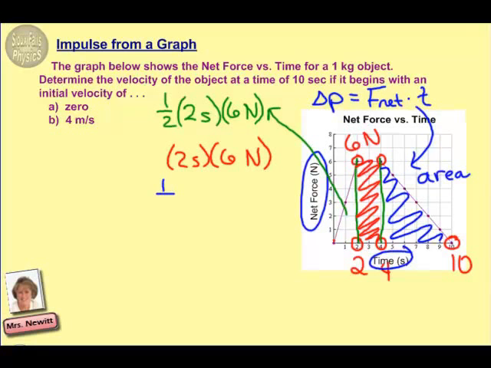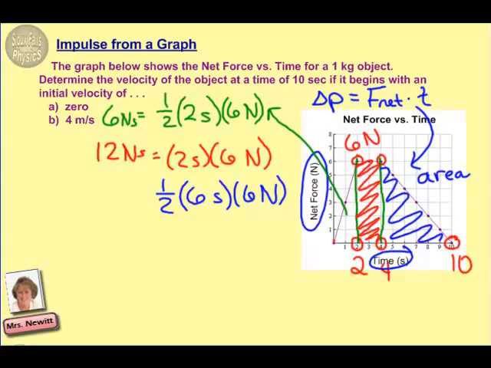And again, it would be found with 1/2 base times height. The base is a time of 6 seconds. The height, again, is 6 newtons. And now we can go ahead and total these all up. For our top triangle, we get 6. And again, our label would be Newton seconds. For the rectangle in the middle, we get 12 Newton seconds. And for the bottom triangle, we get an impulse of 18 Newton seconds.